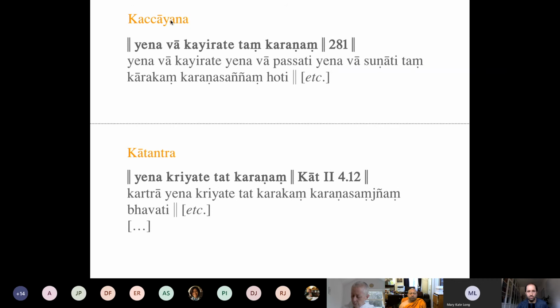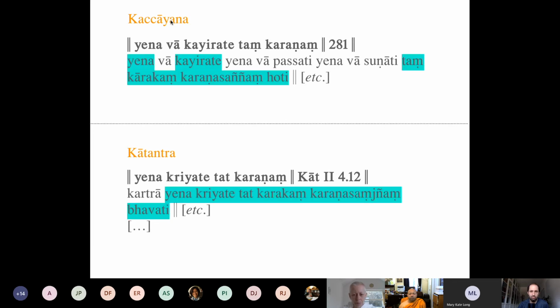Another example, this again is a rule from the Karaka section. Yena vā karīyate taṃ karaṇaṃ, yena kriyate tat karaṇam. There is only one vā extra. And you can see that great part of the Vritti is similar, and then there are some differences as is to be expected. So like with the Sutta, similarly it happens with the Vritti, the Katantra and the Kaccāyana are quite similar.